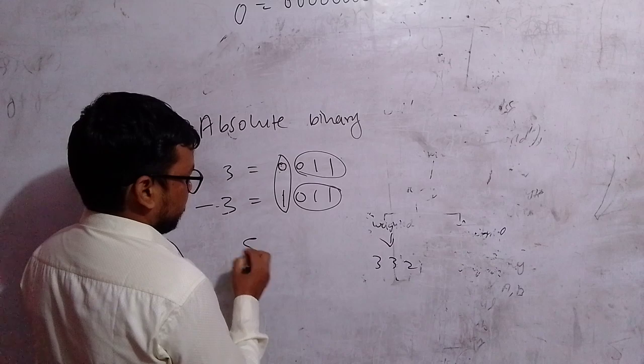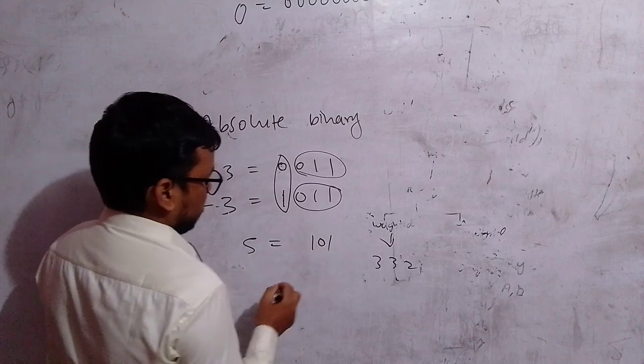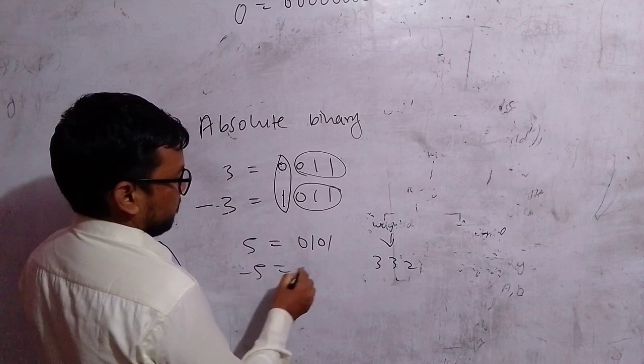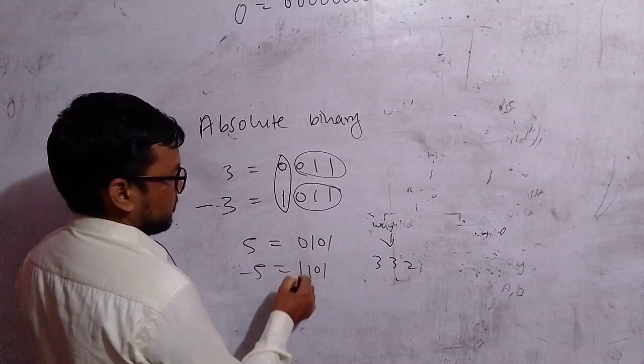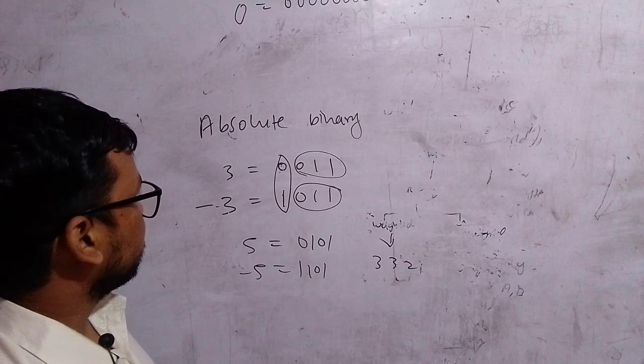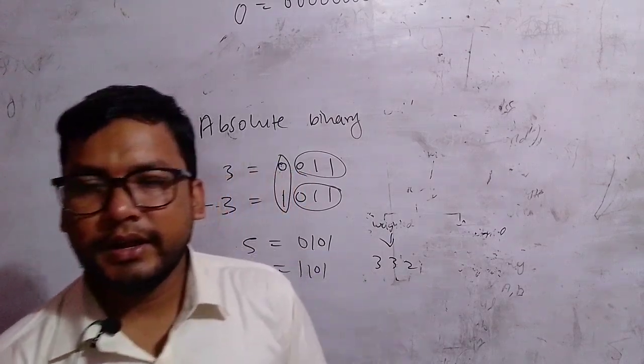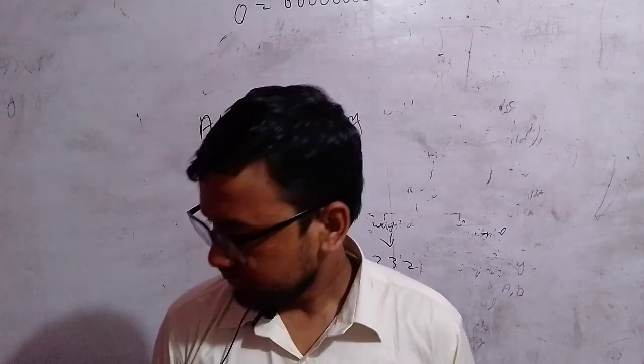Then how to represent 5? 0101. Is it positive? Yes, thus 0. Minus 5 is 1101. It is negative, thus 1. Thus in this way we represent the binary equivalent of both positive and negative numbers.